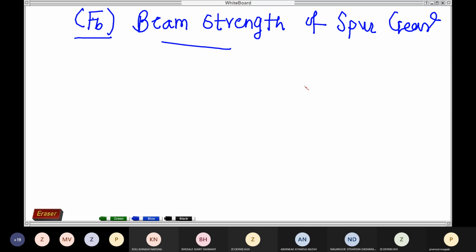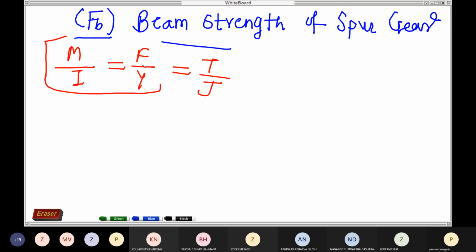So while bending, as we know as per the equation, M by I equals F by Y equals T by J. That we have seen in the case of the shaft design. So for bending, we'll have to consider these two equations. So this is bending, and this is stress, you can see. And here bending stress, sigma B. So I'll write here sigma B is equal to MB Y by I.